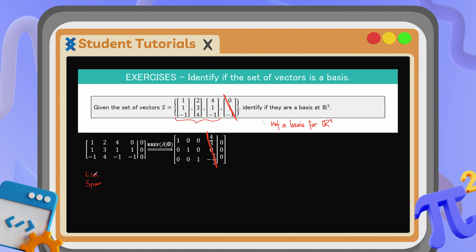Considering that it would be linearly independent, that means there is only one way to represent the zero vector, and that would mean that all the constants or scalars are 0. And therefore, we can apply that principle to other vectors in the R3 vector space, which would mean that it would also span R3 as well.